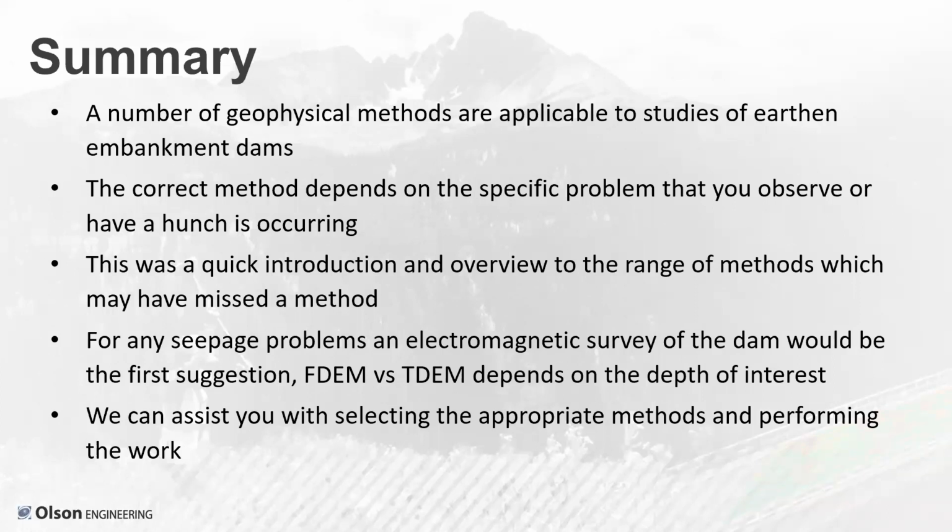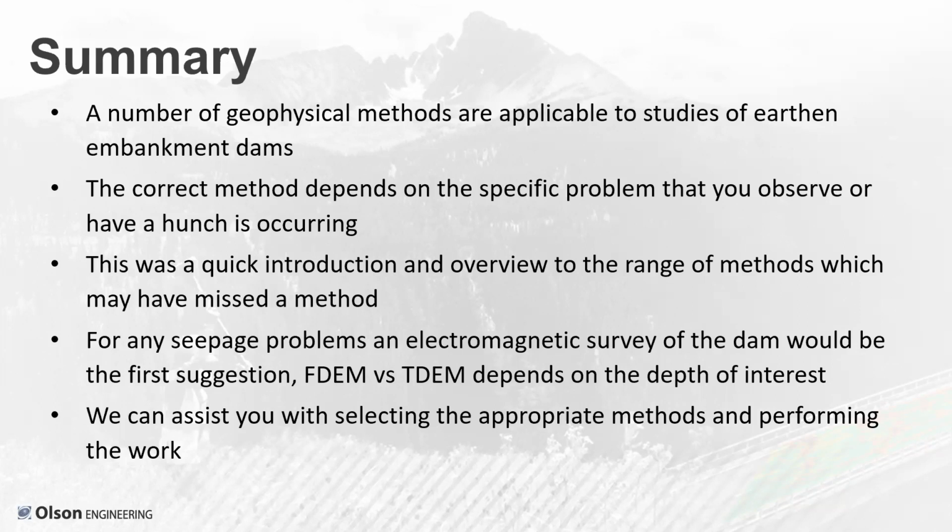I suggest that for any location where you think there is a seepage problem, an electromagnetic survey of the dam is probably the first and fastest thing you can do to get some additional information. Depending on your depth of interest, a Geonics EM31 frequency domain instrument or an equivalent from other companies like Geosensors or DualEM, some of which even have multiple spacings to allow you to get an idea of the depth that an anomaly is occurring, are good ways to get data down to about 20 feet.